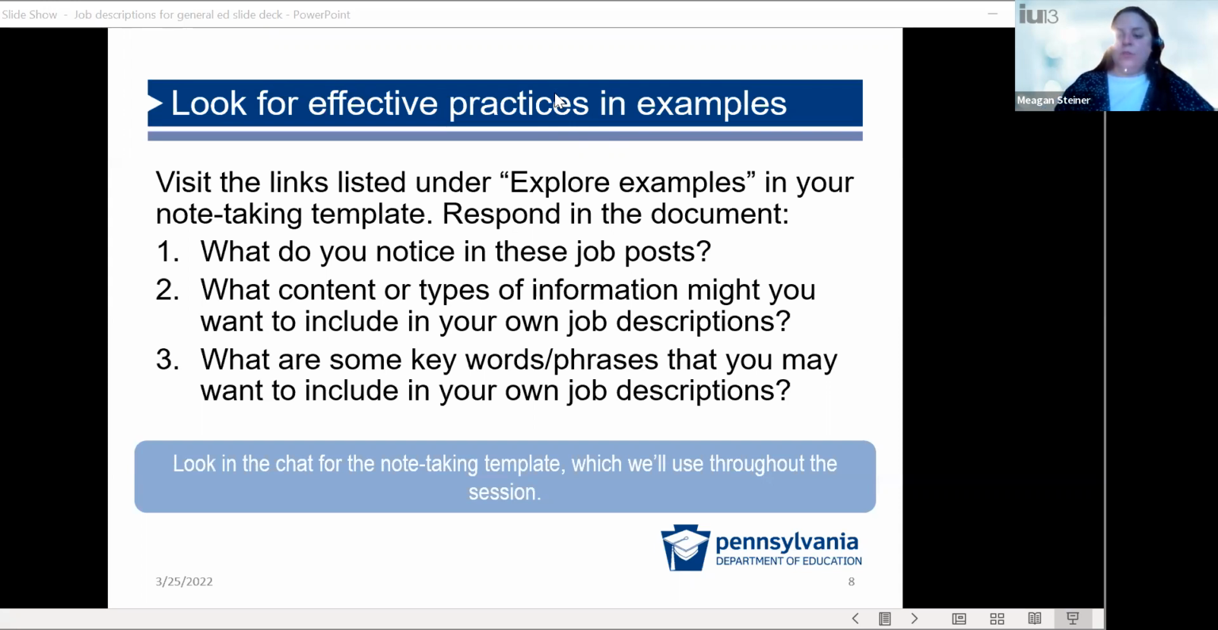For example, the ones from Utah take the form of a brochure. Now, not everything can be a brochure, but that was an interesting concept. Information about the district and their culture. Thank you. Yeah, that definitely can help set apart a school or an LEA.